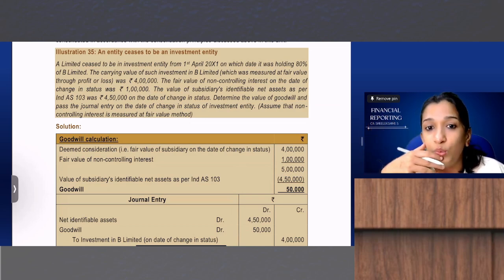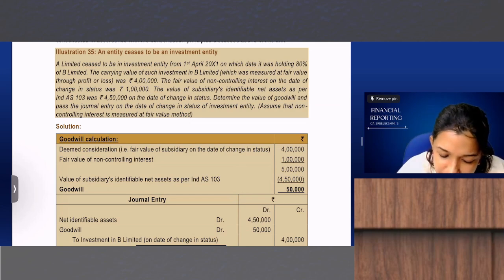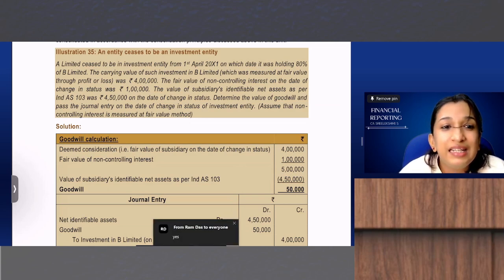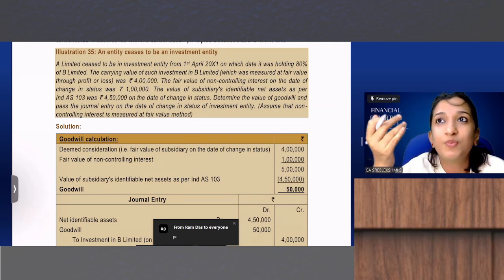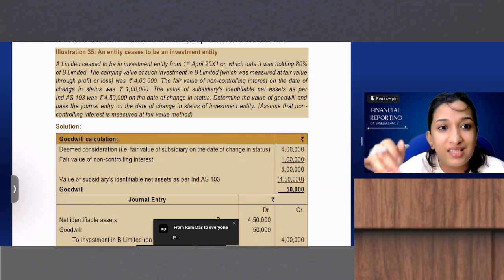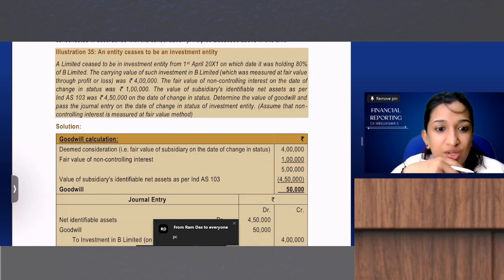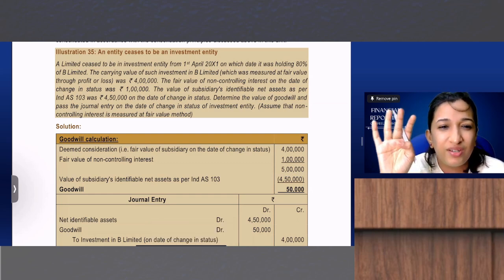So here how will I account? On the date of change in status, the investment measured at FVTPL is 4 lakhs. Today if you want to acquire the investment it is 4 lakhs. Yes or no? So that will be considered as the deemed consideration. Investment appearing at 4 lakhs means investment value is the purchase consideration. So that 4 lakhs will be considered as purchase consideration.